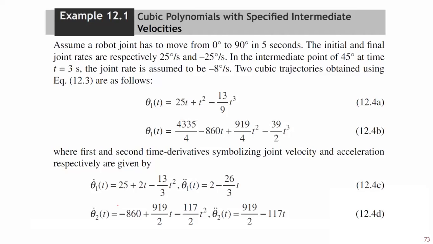and theta 1 double dot of t is equal to 2 minus 26 divided by 3 t. Now theta 2 dot of t is equal to minus 860 plus 919 divided by 2 t minus 1171 divided by 2 into t square, and theta 2 double dot of t is equal to 919 divided by 2 minus 1170 t.